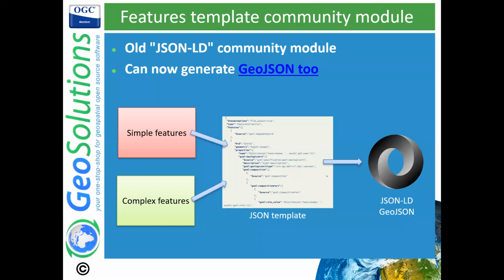So we are likely going to use the JSON templates to support these two new, let's say, output languages on top of the existing OpenSearch for EO module, which is a community module, and which currently supports only GeoRSS output.